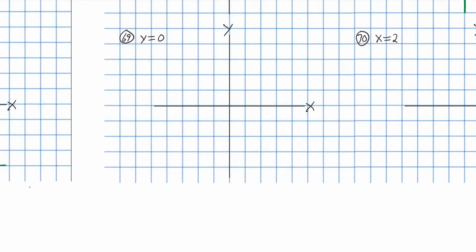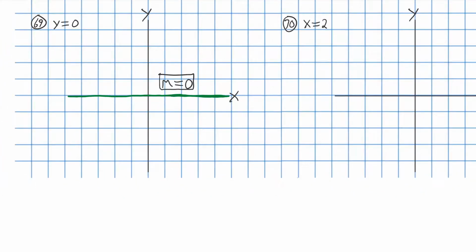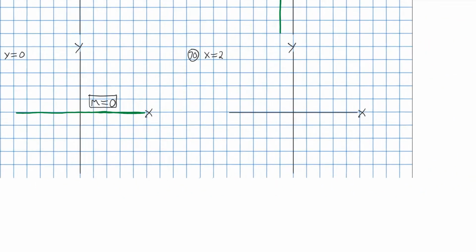All right, we're back. So y equals 0. That's going to be right on top of the x-axis. And the slope of a horizontal line is always 0. So if you got those answers, good job. All right, try number 70, and when you come back, we'll do it together.